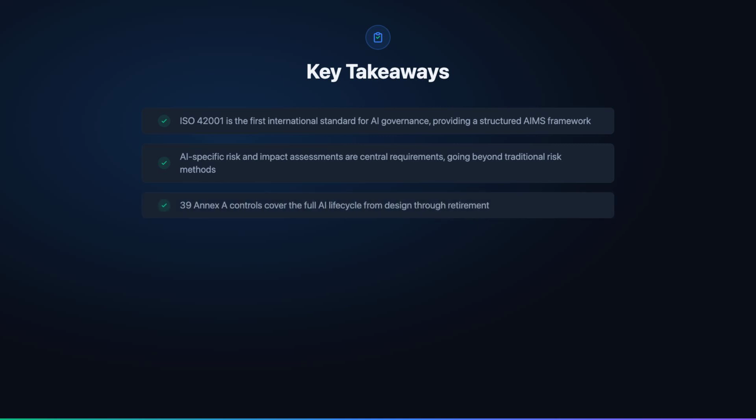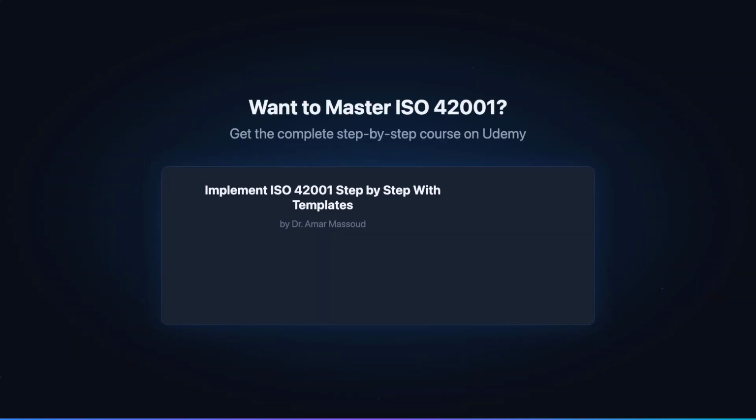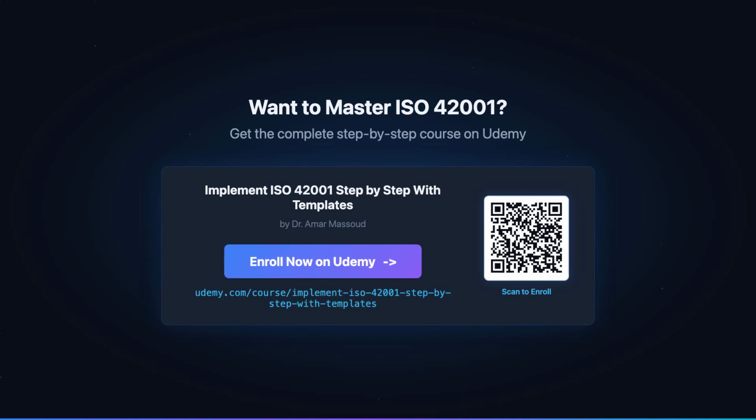The 39 Annex A Controls provide comprehensive coverage of the entire AI lifecycle, from inception and design through deployment, monitoring, and retirement. They address data governance, human oversight, and continuous monitoring. Implementation can take an integrated approach building on ISO 27001 or a standalone approach. Either way, most organizations achieve certification within 6 to 12 months with proper planning and commitment. That wraps up our summary of ISO 42001 implementation.